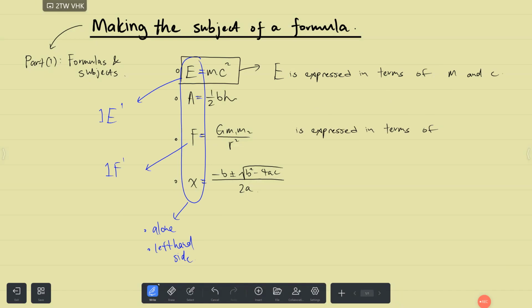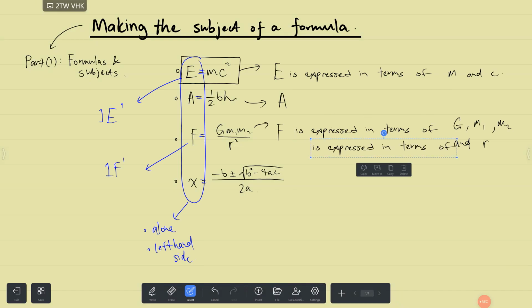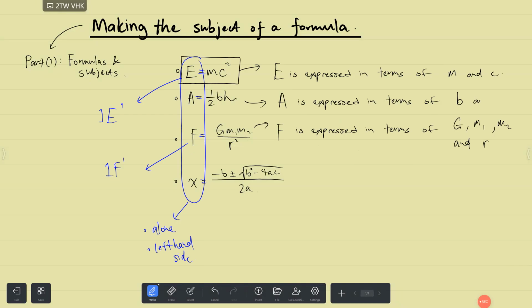So for example, in the second formula, you can see that F, the gravitational force, is expressed in terms of, well, look at the variables on the right hand side. It is G, M1, M2, and last one is R squared. I missed the second one. Over here, the area of a triangle, because you probably recognize this formula already, A is expressed in terms of the two variables on the right hand side, your base and your height.